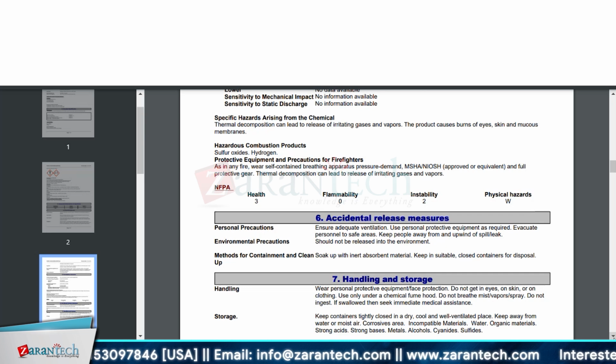First aid requirement, basically what is the health rating and the flammability, instability, and physical hazards. Okay, so what is the rating? These are ratings they have given, but don't ask me how this rating is calculated. Overall, the rating will be calculated based on the hazard of the chemical.